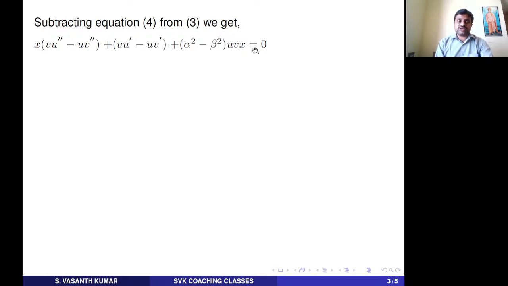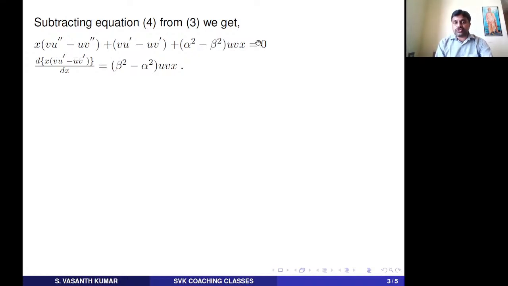This is the equation we got after subtracting those two. Now I observed that the first two terms are of the form of the UV rule. Let us retain this as U and differentiate this part: we get V into U double dash minus U into V double dash, plus the derivative of x, which is 1. So using the UV rule, this can be written as d by dx of x into (v u dash minus u v dash).